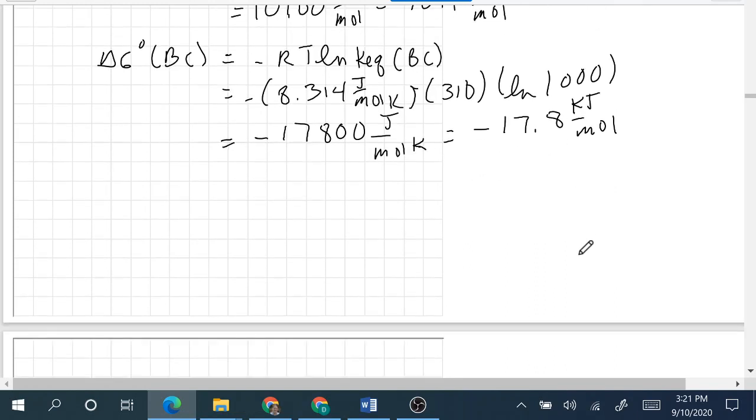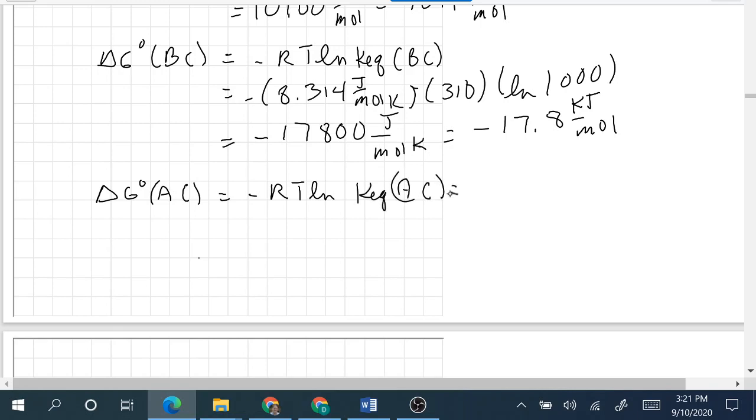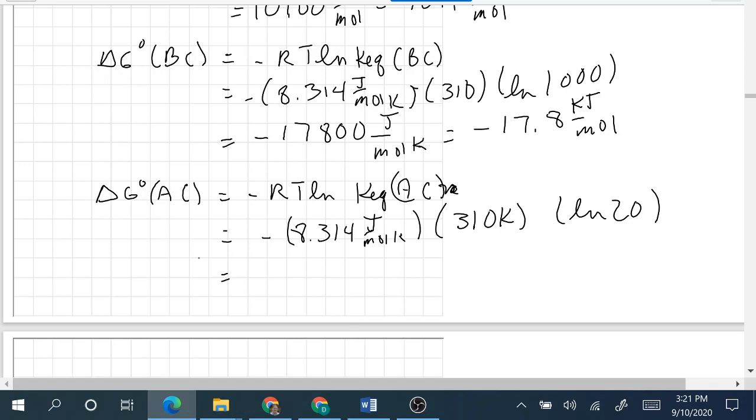Alright, and we calculated KEQ for AC, so we can calculate delta G naught for AC the same way, negative RT ln KEQ AC, which is equal to negative 8.314 joules per mole Kelvin times 310 Kelvin times ln of 20, which is equal to negative 7.72 kilojoules per mole if you go ahead and divide by 1,000. Okay.